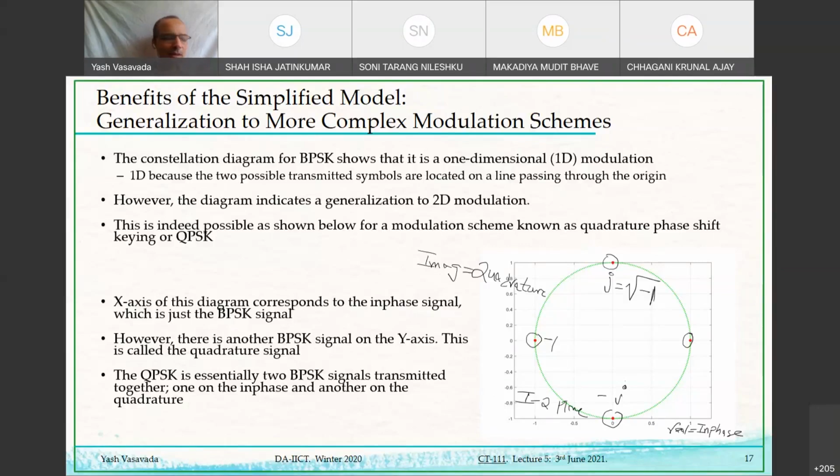And so in terms of the IQ plane, you will notice that this quadrature phase shift keying is actually just 2 BPSK signals. I have put one BPSK along the real axis, another along the imaginary. It's like I'm doing 2 BPSK together.